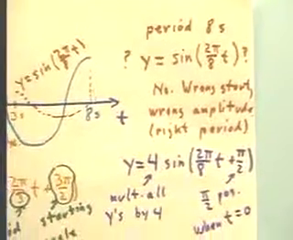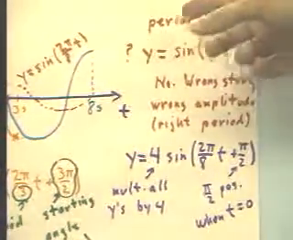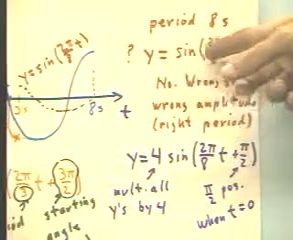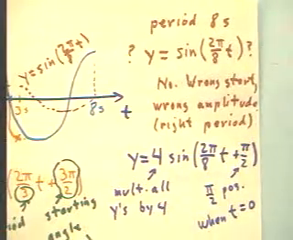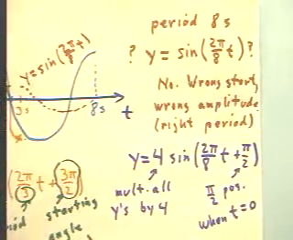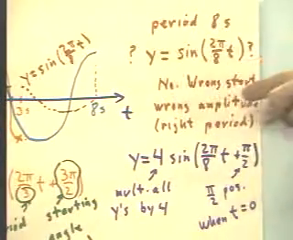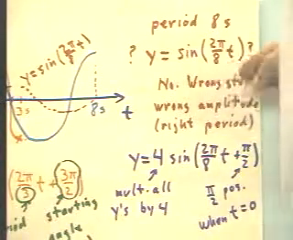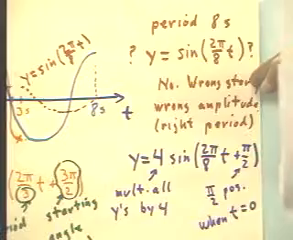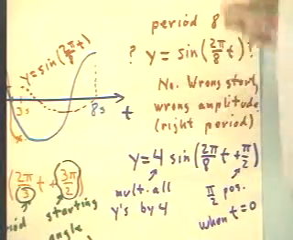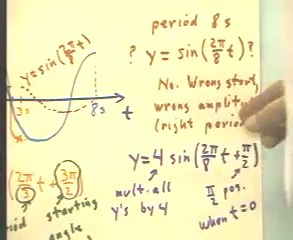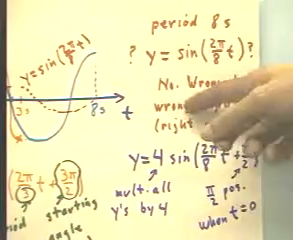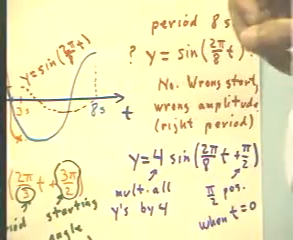Okay, in order to do that, here's our reasoning. Our period is 8 seconds. Is y equals sine of 2 pi over 8 t going to give the result we're after? No, it's a start, but it's got the wrong position at the start. Y is 0 at the start where we need a y of 4. And it's got the wrong amplitude, so we want to get the right amplitude. It does have the right period.